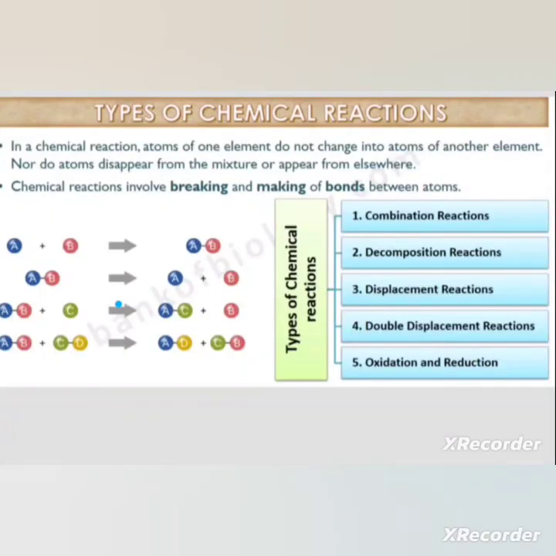Hello guys, in the previous video of class 10th science chapter 1st, we did the basic introduction of the chemical reactions. Now our next topic is the types of the chemical reactions. Now what we are going to study in this, so there are basically five types of the chemical reactions here.